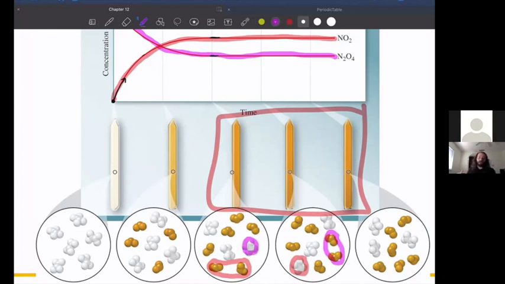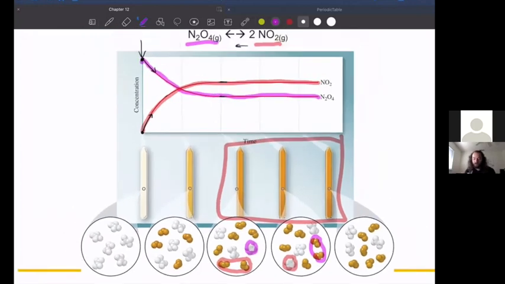It's just that the reactants are falling apart at the same rate at which those products are joining together to form more reactant. So the forward and the reverse process are occurring at the same rate. This is, again, what we call equilibrium.